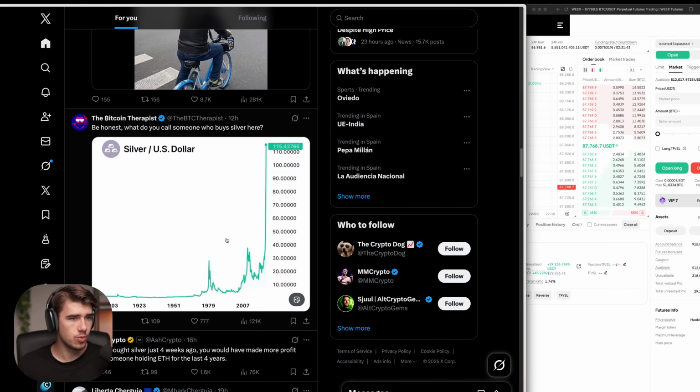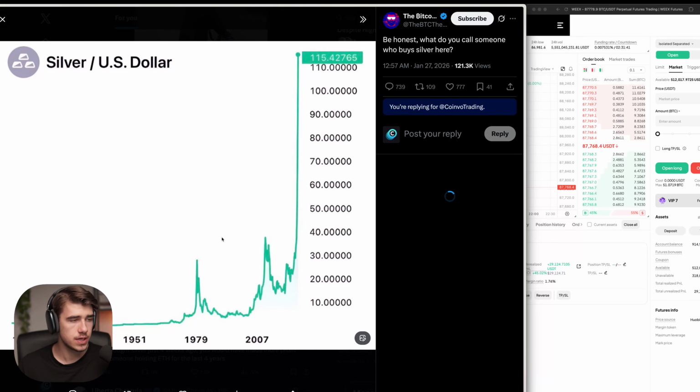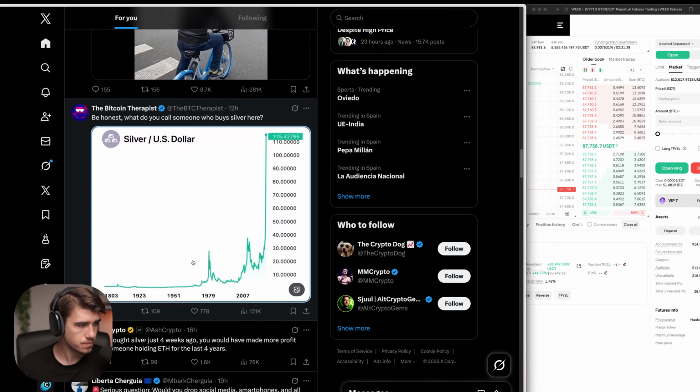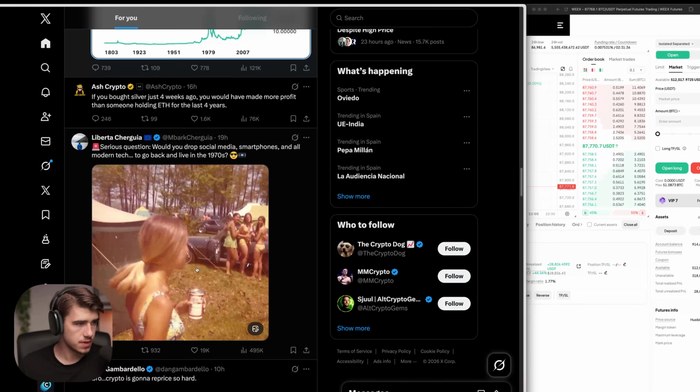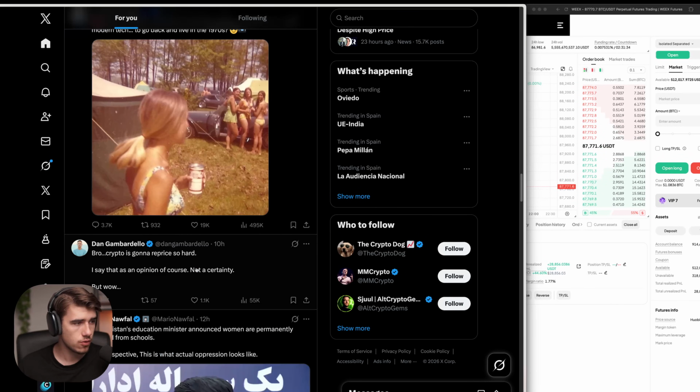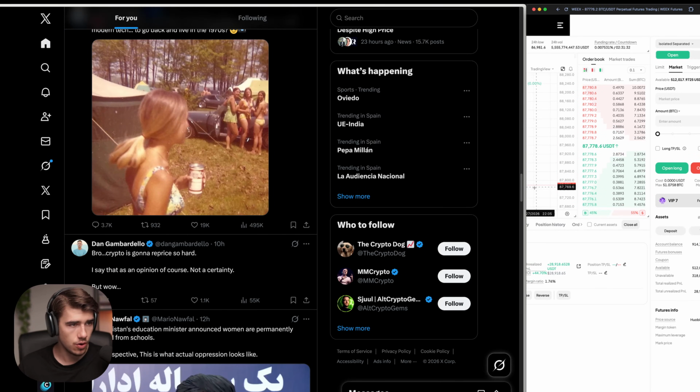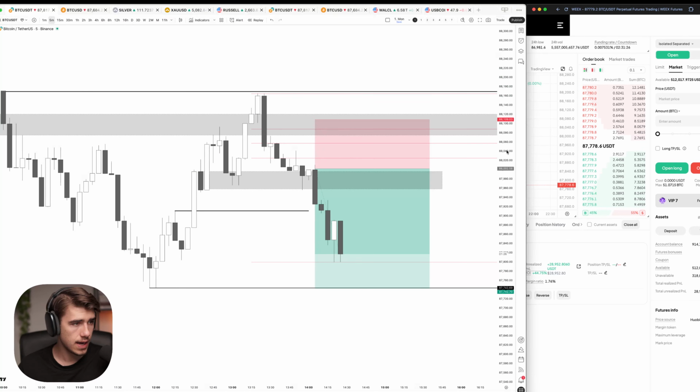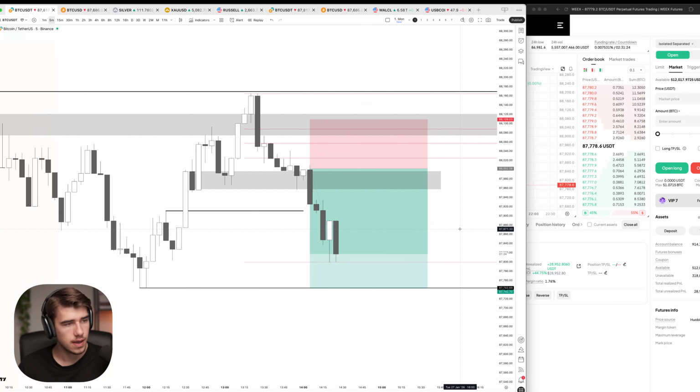What do you call someone who buys silver here, bro? Let me tell you this. Yesterday, I saw a video on my Instagram of a pawn shop selling silver that was literally completely out of control. You have no idea. People were lining up to buy silver at the highest price I've ever personally seen.